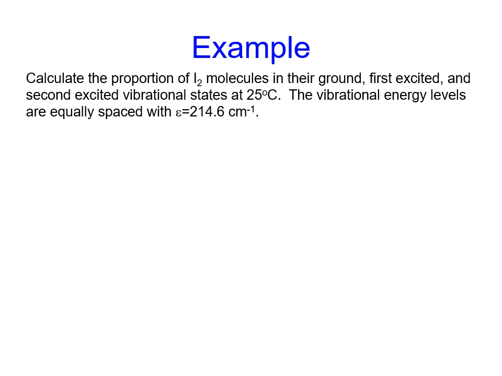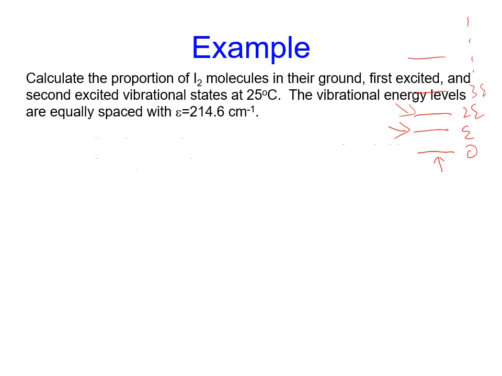Example: calculate the proportion of iodine molecules in their ground, first excited and second excited vibrational states. Now remember, vibrational energy levels are equally spaced, something like this: 0, epsilon, 2 epsilon, 3 epsilon, and so on. This is also called a uniform ladder, and for the uniform ladder, we already calculated the partition function in the last slide. The first one is called the ground state, this is called the first excited state, and this is called the second excited state.